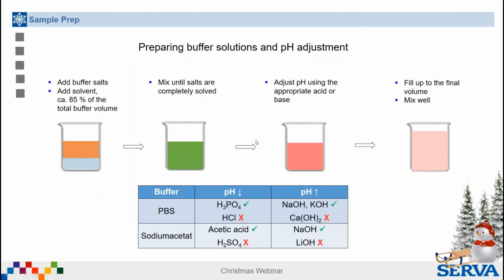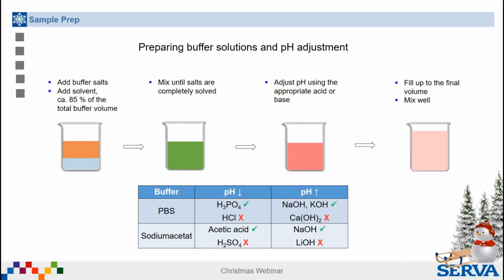Because this is such a strong issue in our technical service, we want to show it in more detail, how to prepare buffer solutions and adjust the pH. So first, please add your buffer and add your solvent, but not completely. Use approximately 85% of the total buffer volume. Afterwards, you mix the salts until they are completely dissolved. Then you go to your pH meter and you adjust the pH appropriately with the right acid or base.